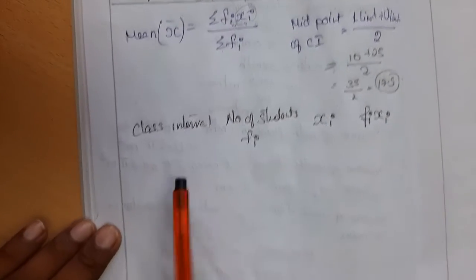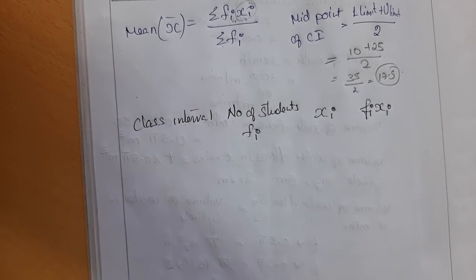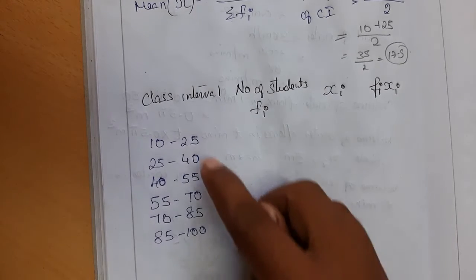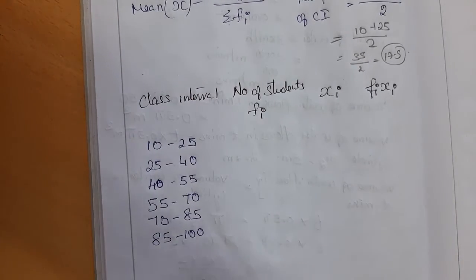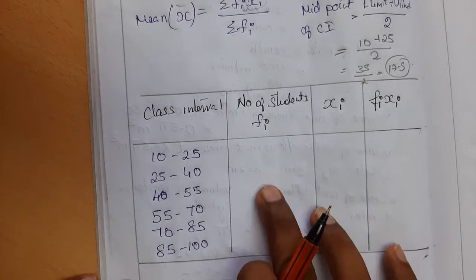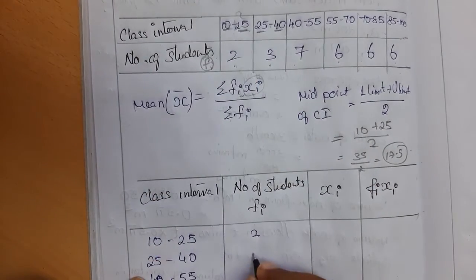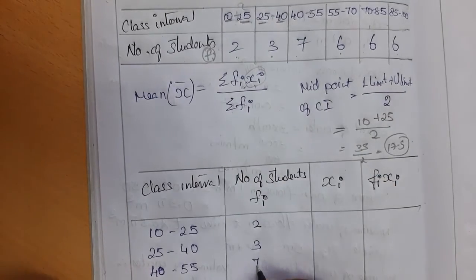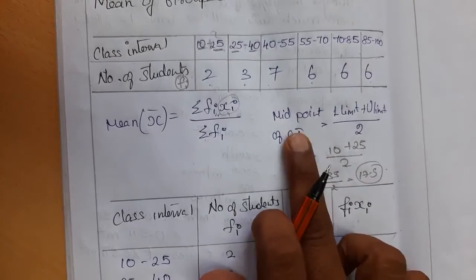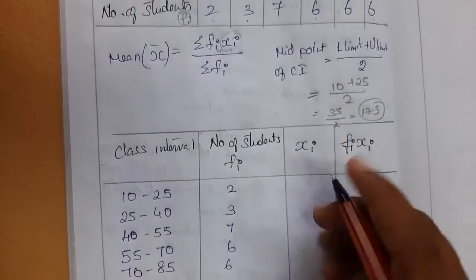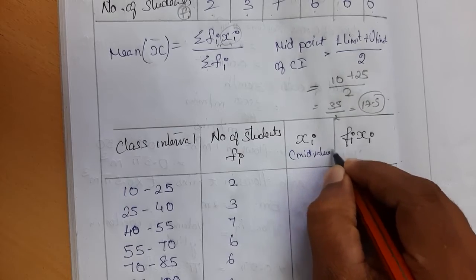So let me write the class interval and frequency here. Let me draw the table first. So I have written the class interval here. After drawing the table I will write the frequency and xi. The frequency we have to fill according to the given question. 10 to 25 is 2, this is 3, 7, and the rest are 6. Xi, I said, is the midpoint. If you want, for your remembrance, you can write mid value here.